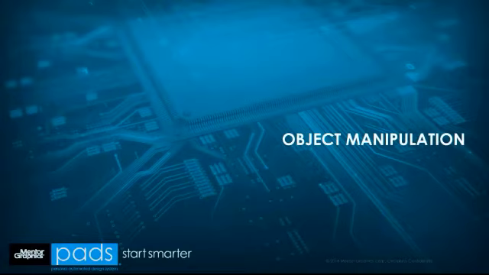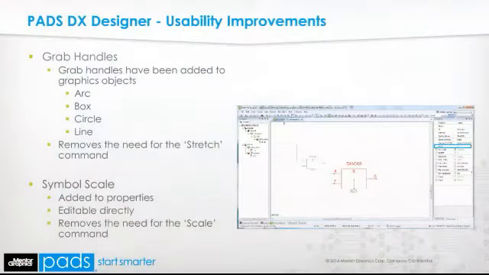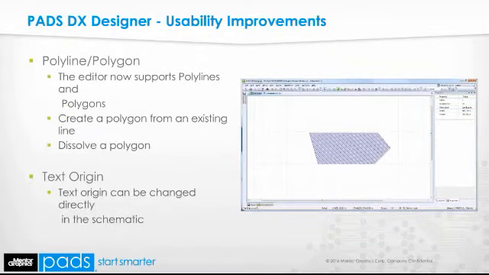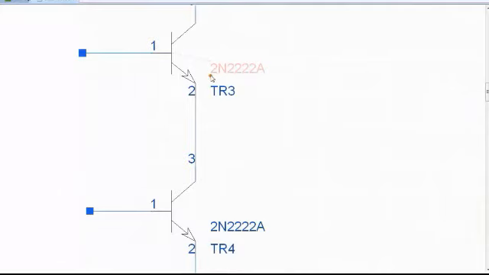Grab handles have been extended to include the graphical objects of arc, line, circle and box, so that these can be manipulated directly in the schematic, and symbol scaling is now available in the Properties pane. The editor now supports the creation of polylines and polygons, essential for symbol editing. There is also a new method to manipulate text origins. The text origin can be manipulated directly in the schematic, simply by drag and drop.